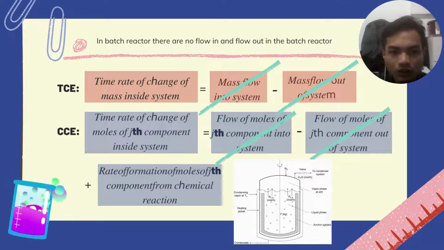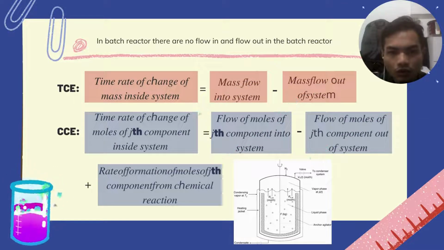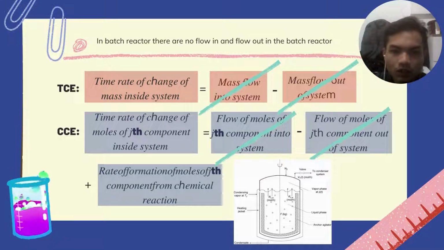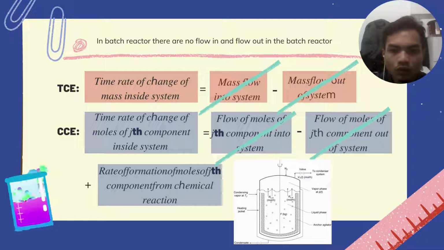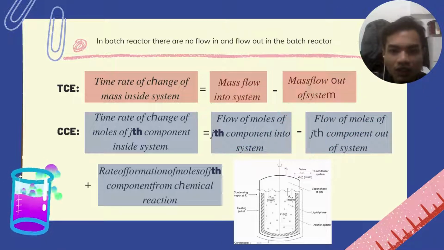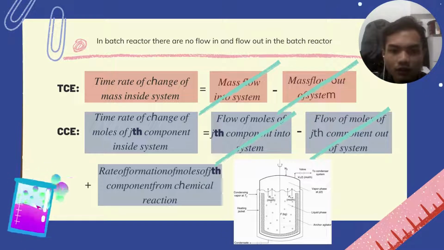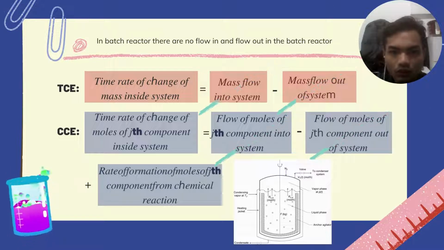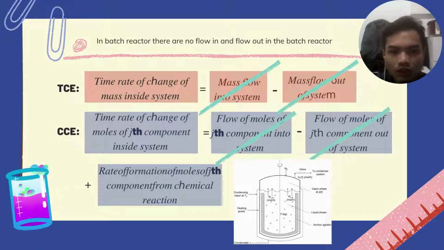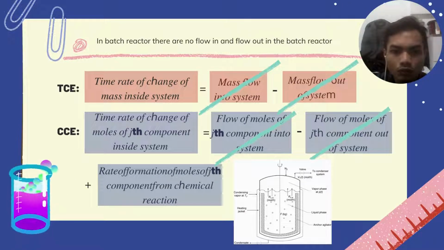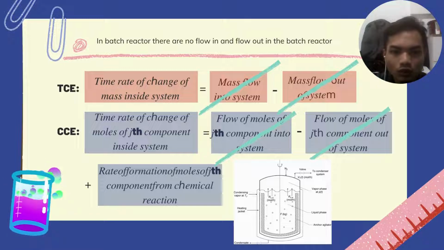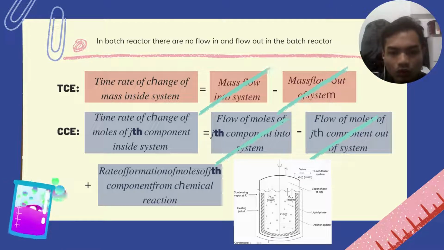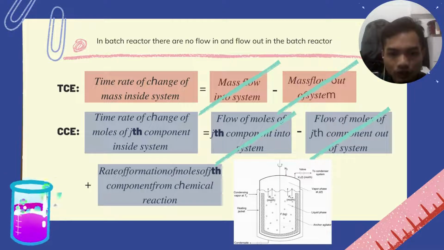The original CCE, the time rate of change of moles of component inside the system, equals flow of moles of component into the system minus flow of moles of component out of the system plus rate of formation of moles. Same as the TCE, we cancel out the flow in and the flow out. So we get the time rate of change of moles of component inside the system equal to the rate of formation of moles of component from chemical reaction.